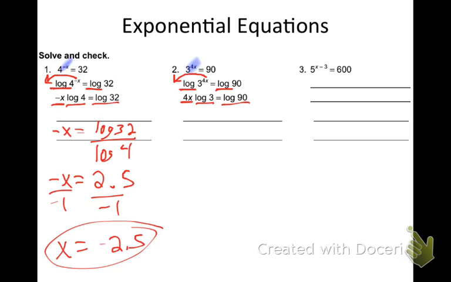Now what do I need to do next here? I could divide by 4, or I could divide by log 3, either one. I technically need to divide by both, but I can divide by either one first. I'm going to divide by log 3 first just to get rid of it. So I have 4x equals log 90 over log 3. Log 90 divided by log 3 gets me to go to 4 decimals here.